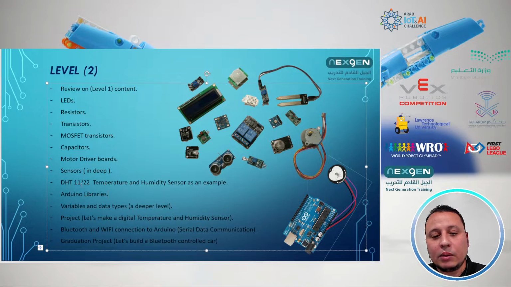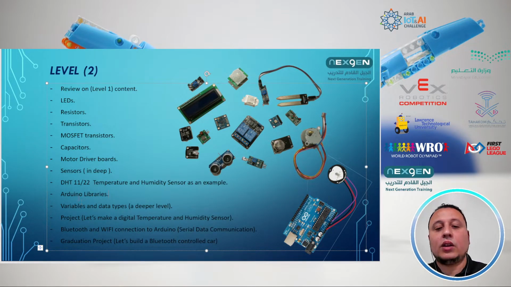So we're gonna learn about a sensor called DHT11 or DHT22, a temperature and humidity sensor, as an example. We're gonna learn this sensor, the library behind it, how to measure the temperature and humidity in a specific place, and then we're gonna use it later to connect it to the Arduino with an LCD so that we can display the temperature and humidity levels in a given place.